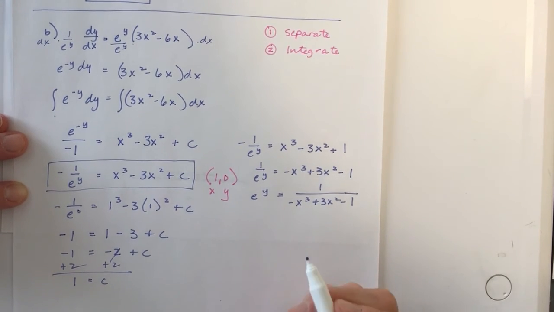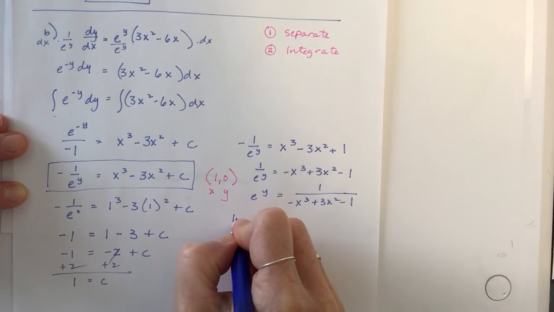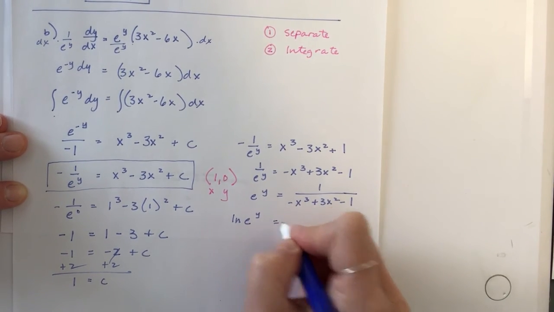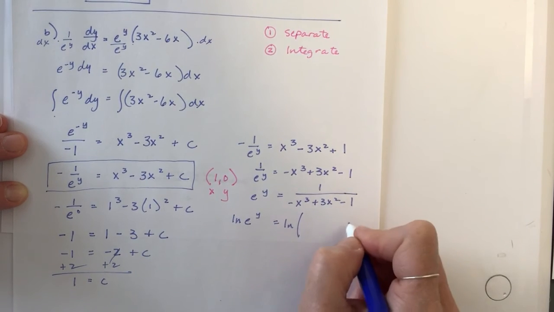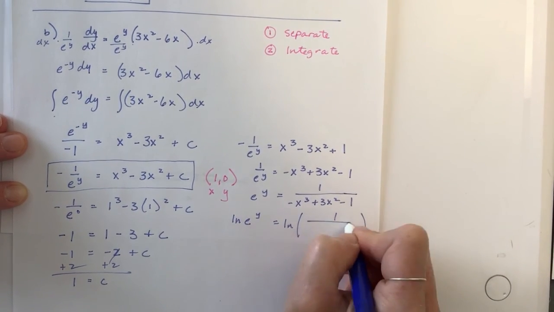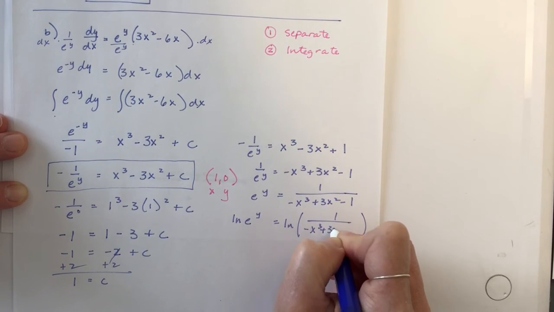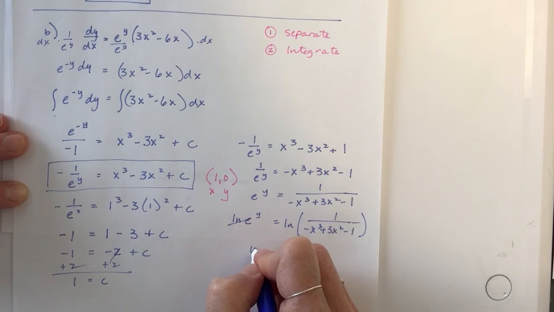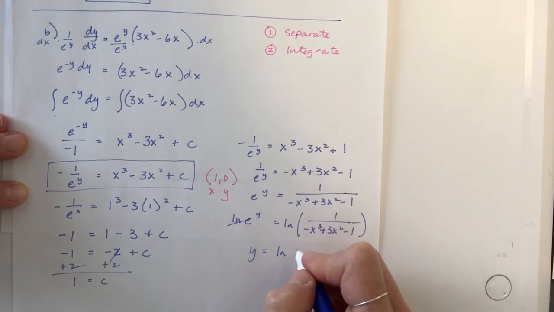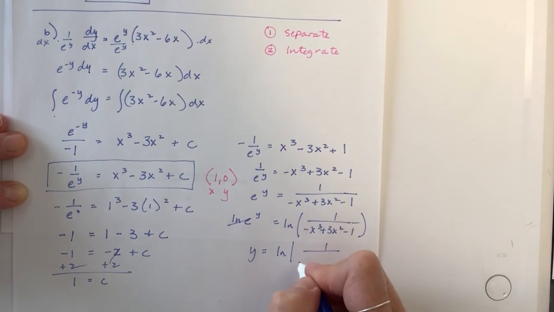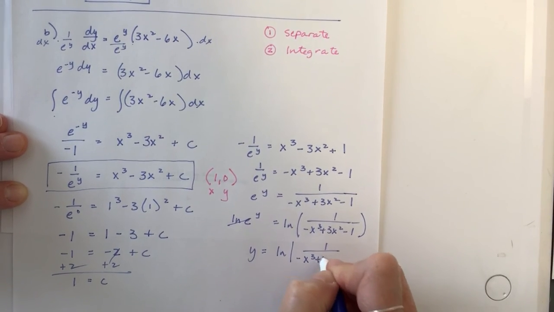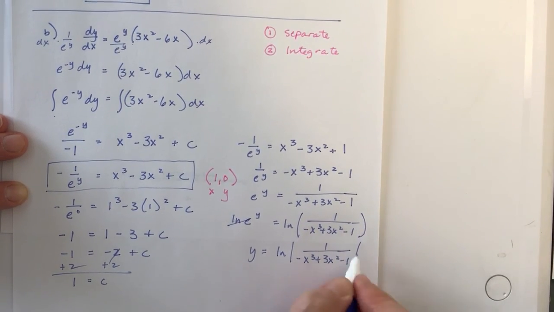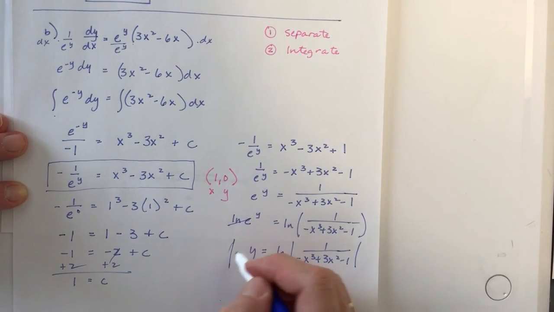So this is going to look really bizarre. So ln of e to the y is equal to ln of this whole thing, 1 over negative x cubed plus 3x squared minus 1. Okay, so y is equal to the ln of 1 over negative x cubed plus 3x squared minus 1. And I think that should probably be in absolute values, so I'm going to go with that.